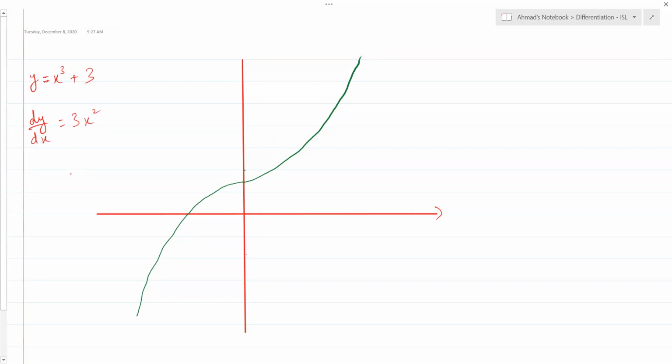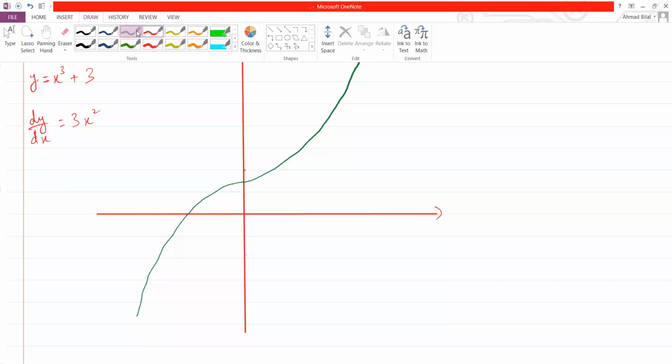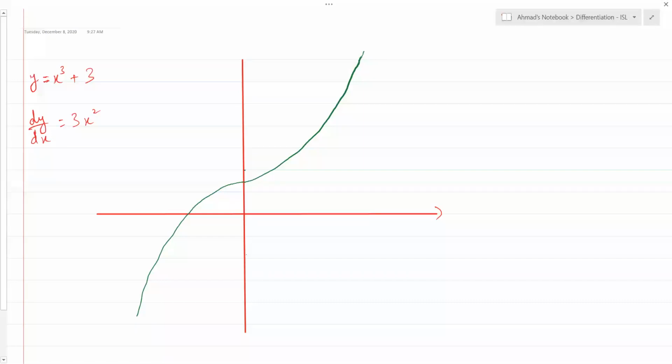अब derivative का मतलब क्या होता है? Derivative क्या represent कर रहा होता है? Anyone? The equation of the gradient of a specific curve at any point. Yes, so this derivative here, it represents the gradient of the curve at any specific point. What does that mean?